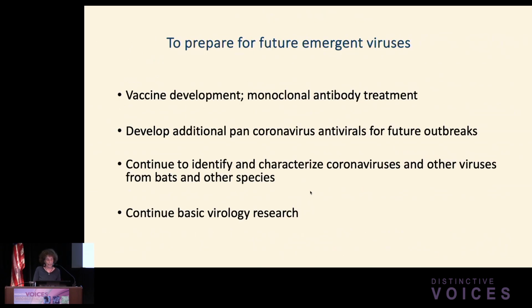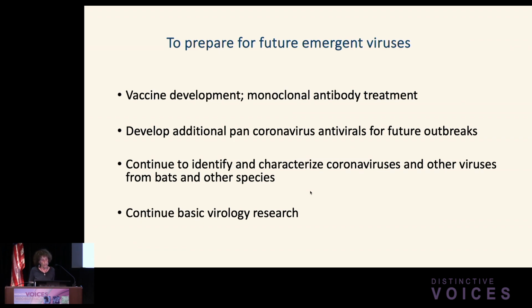And just one more slide, and then I'm done. To prepare for future emergent viruses, I think vaccine development is really important. Monoclonal antibody treatment was useful against SARS-CoV-2. I think Donald Trump was treated with it. And it's important to keep developing pan-coronavirus antivirals for future outbreaks using all those other possible targets as well as the polymerase and protease. And then I think this is important.